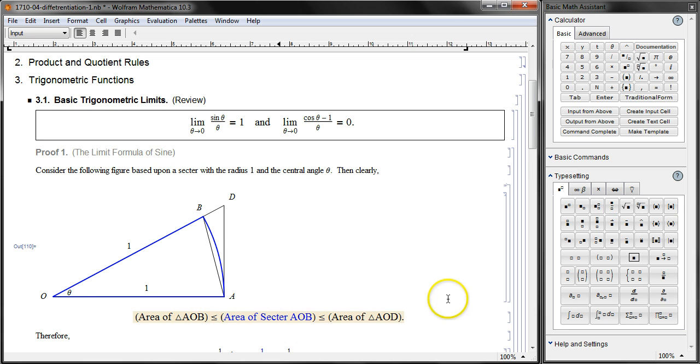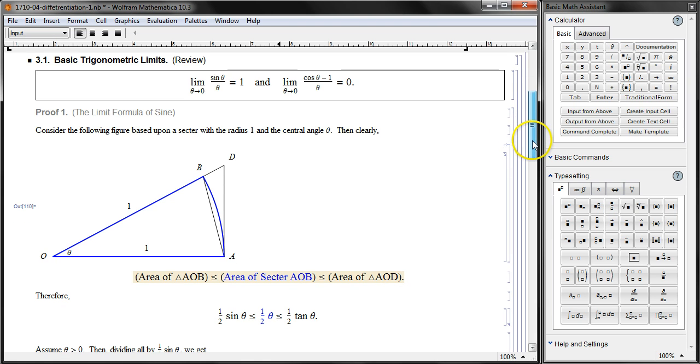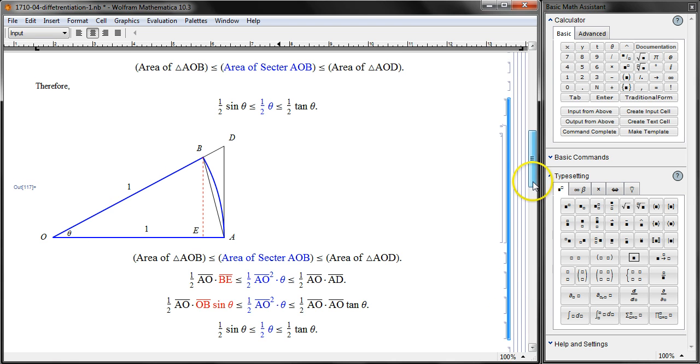Now, what are those areas? It'll turn out that the area of the inside is 1/2 sine of theta, the area of the sector is 1/2 theta, and the area of the outside is 1/2 tangent of theta. Why? Well, if that is not really immediate to you, here you go. The area of the sector is 1/2 radius squared theta, 1/2 r squared theta, and that happens to be 1/2 theta because the radius is 1.